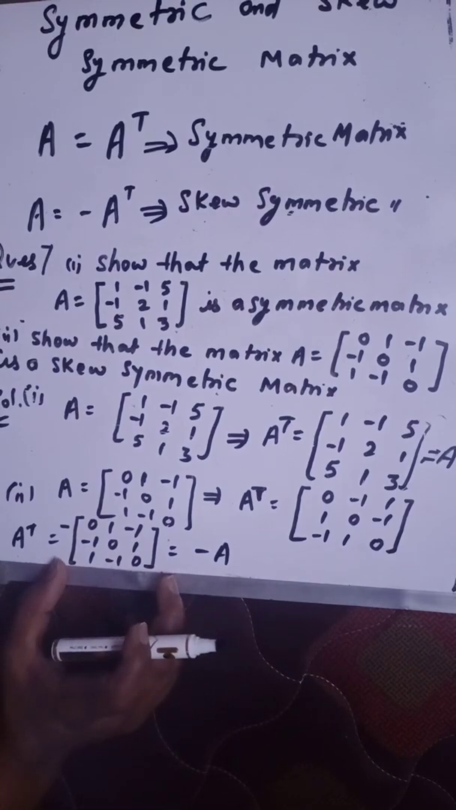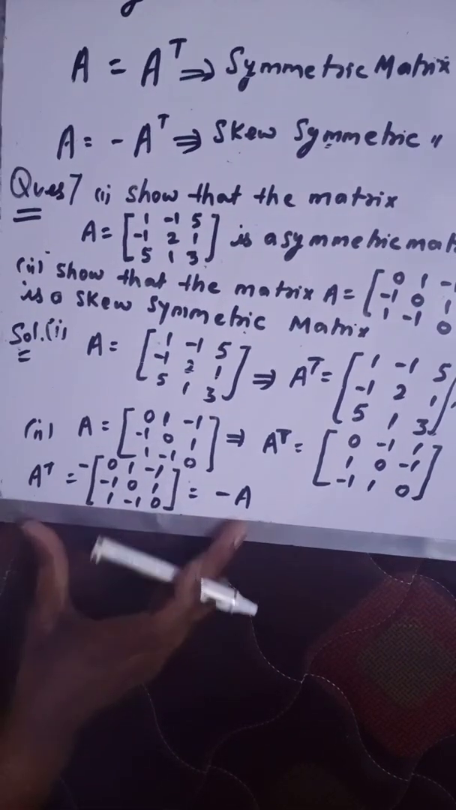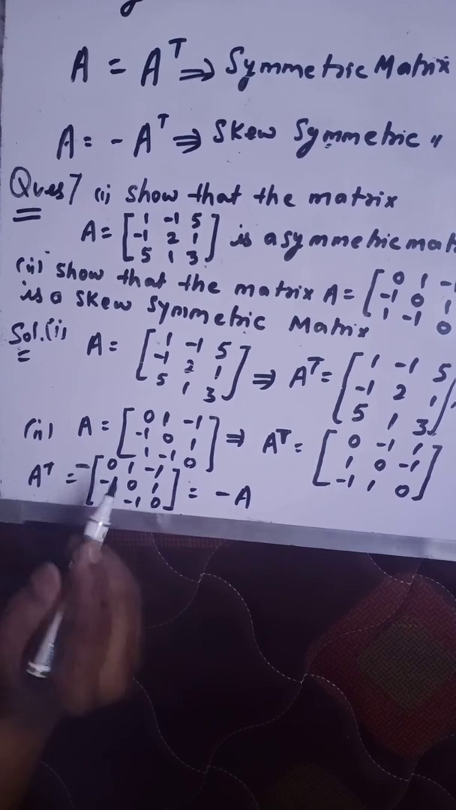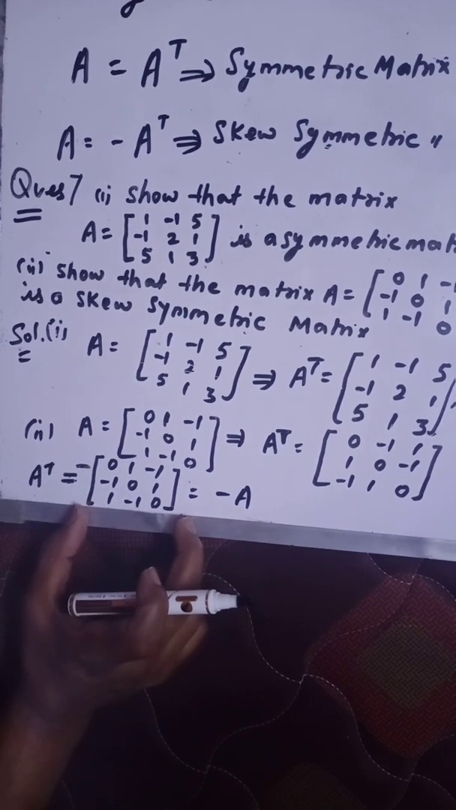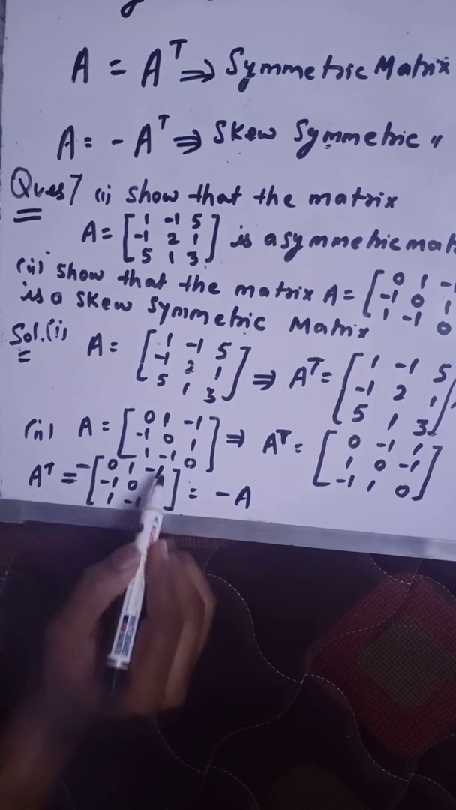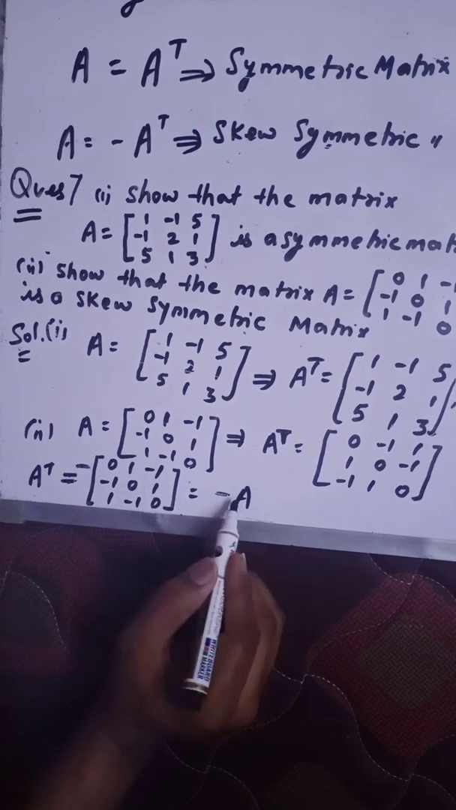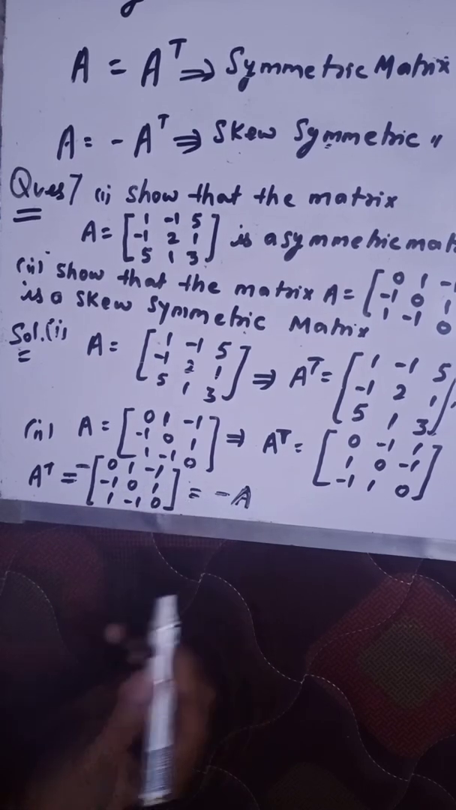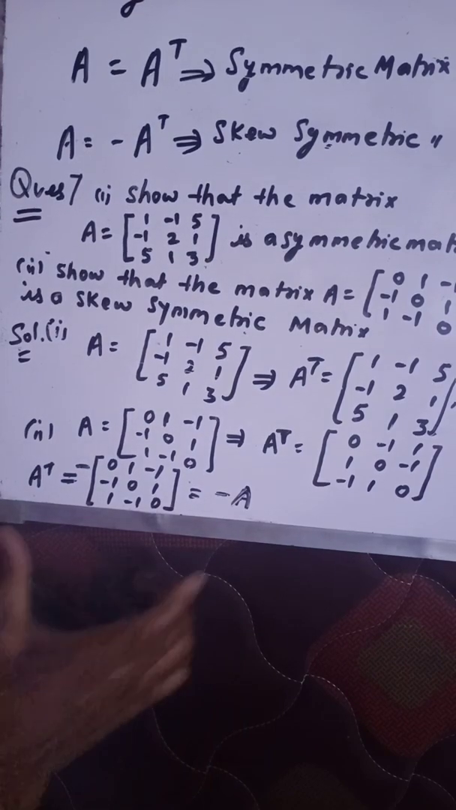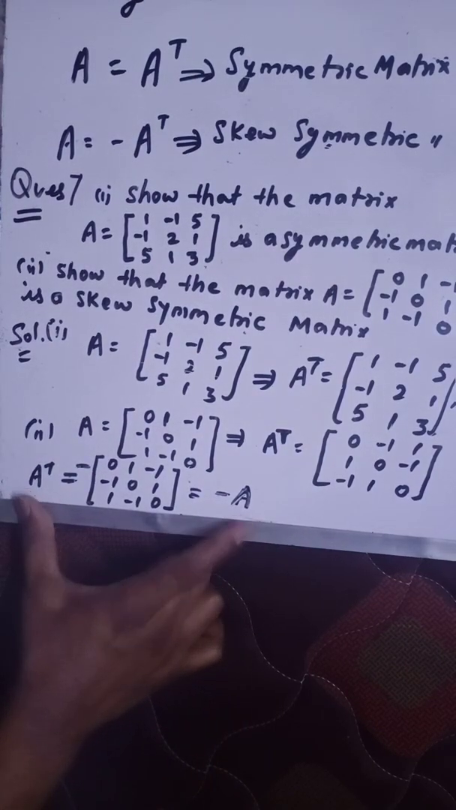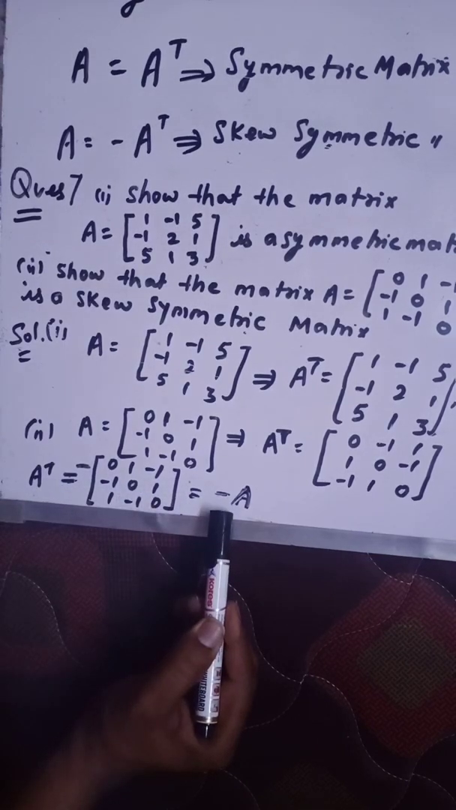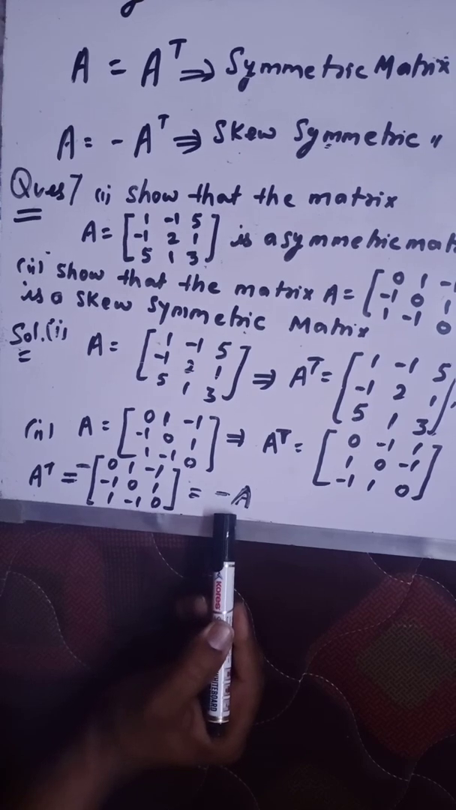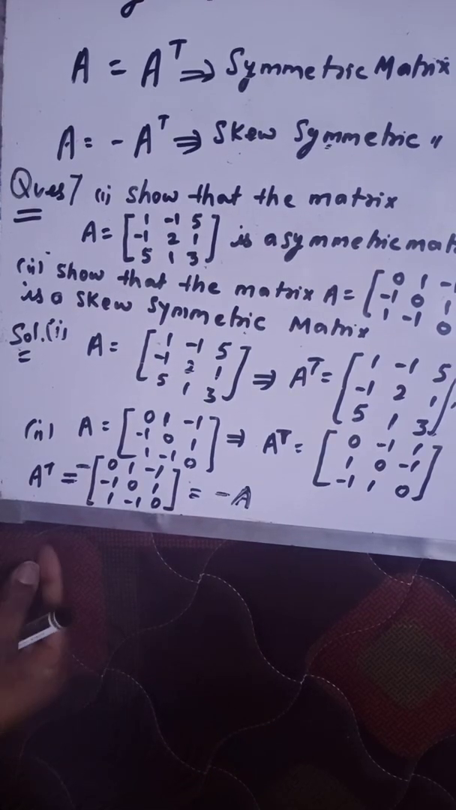So here it is. In the last part, if you take minus common like this, you will get this matrix, and here we can say that this is matrix A. So it is minus A. So from this condition, if we are getting this condition, we can say that it is a skew symmetric matrix. Hence it is a skew symmetric matrix. Got it?